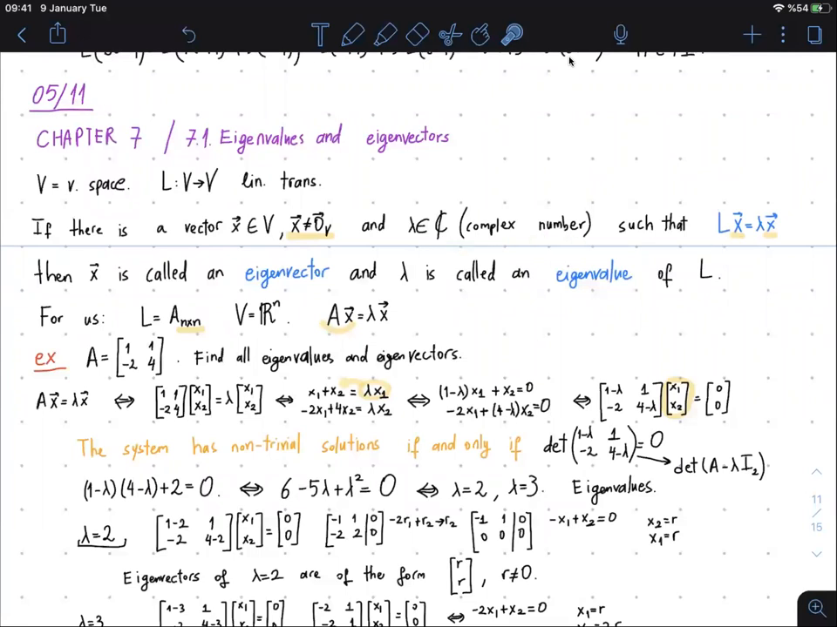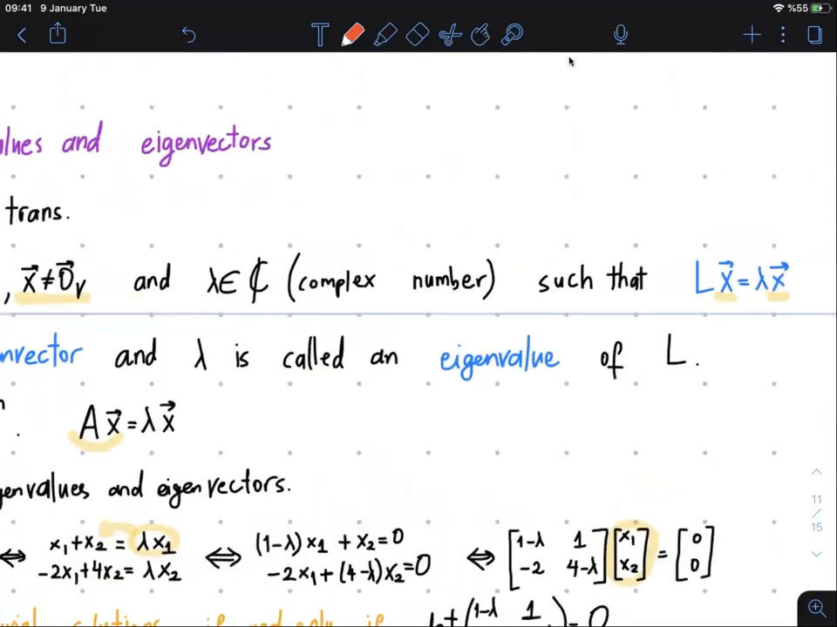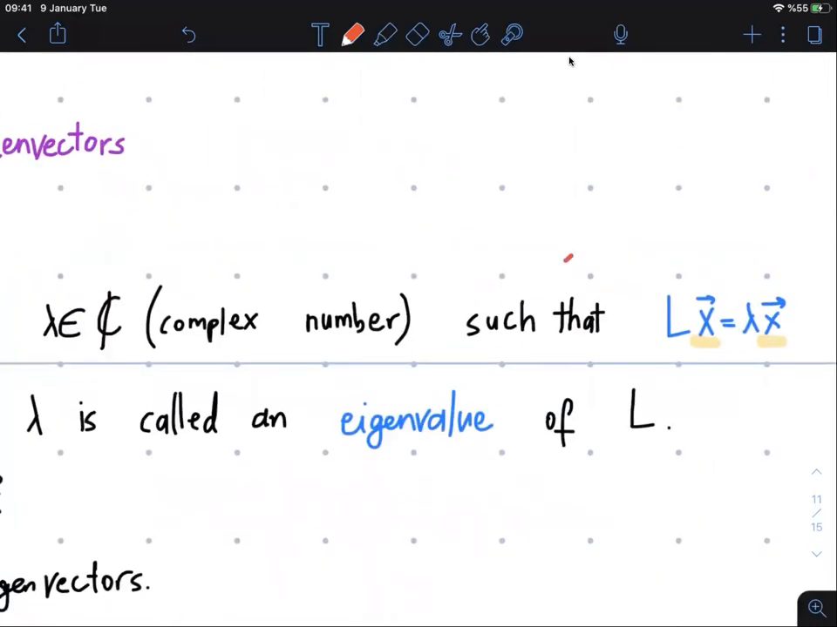So if L sends a vector to a multiple of itself and that vector is not the zero vector, then that vector is called an eigenvector, and that scalar is called an eigenvalue of the linear transformation L. So an eigenvector is a vector for which L is just basically multiplying it by a scalar. Okay, so this is an eigenvector.